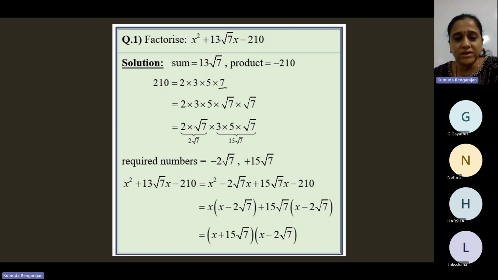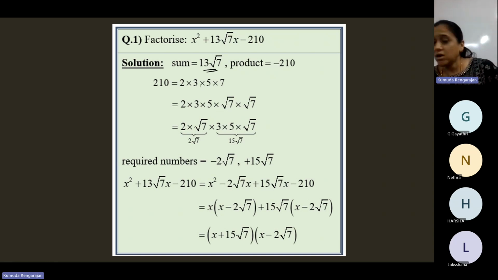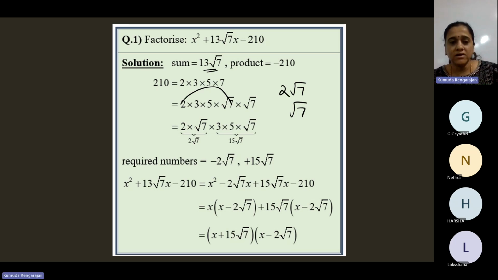Now you have to write 7 as root 7 into root 7, and find the two numbers. That is trial and error. So you see that 2 root 7 and 15 root 7. Both the numbers should have root 7 in them. Only then will you get the sum as 13 root 7. So the two numbers are 2 root 7 and 15 root 7.